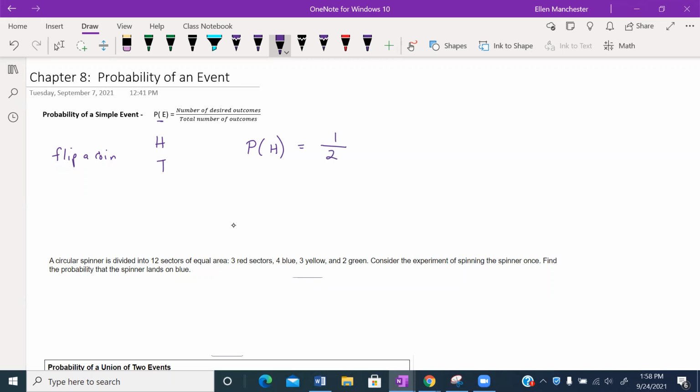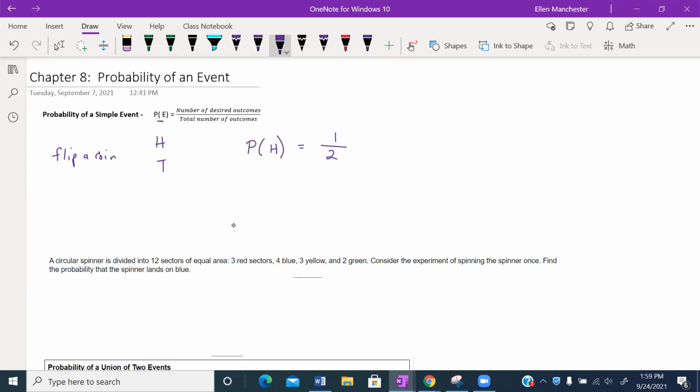Now, probability is always going to be between 0 and 1. So 0 means there's no chance at all that it's going to happen, right? So if I said, what's the probability of the coin landing on the edge? It would be 0 because there's no chance that's going to happen, all right? That's 0. If I said, what's the probability of getting heads or tails? Well, I only have two choices, and so that's 1. That means there's 100% chance that I'm going to get a head or a tail. All right.